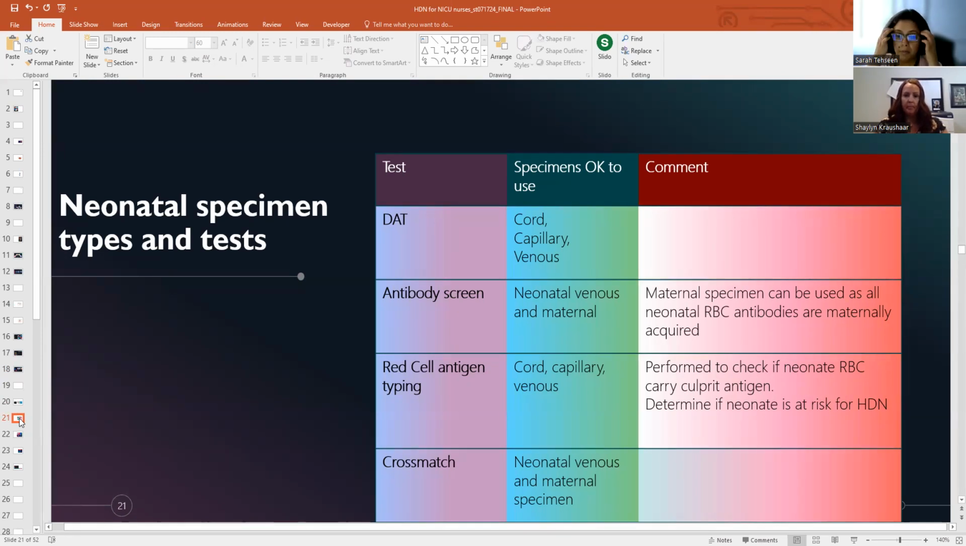Because at this point, the baby's immune system is not going to make anything. Any antibody which is hanging out in the plasma of the baby and is causing badness has to come from mom. Red cell antigen typing can be done on anything: cord blood, capillary, and venous blood.